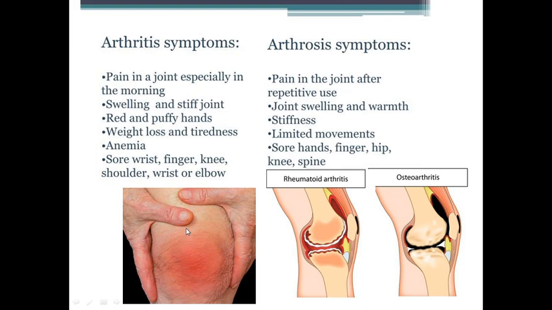Swelling and stiff joints, red and puffy, this is characteristic of arthritis, not of arthrosis. Also, morning stiffness in arthritis is characteristically more than 1 hour. In arthrosis, morning stiffness is less than 30 minutes. And arthritis, especially that correlated with autoimmune disorders, may present anemia. In arthrosis, there is no anemia, there is no change in lab analysis.